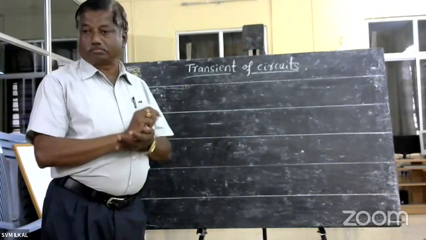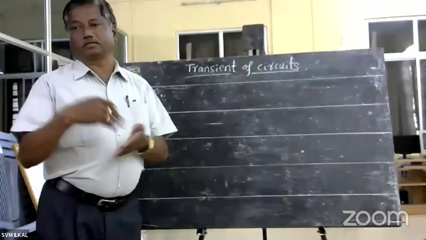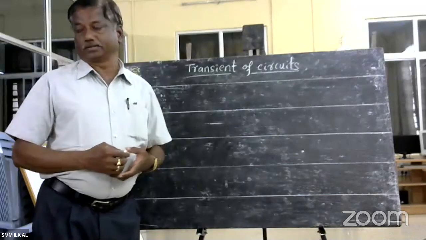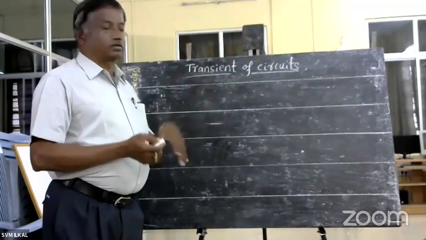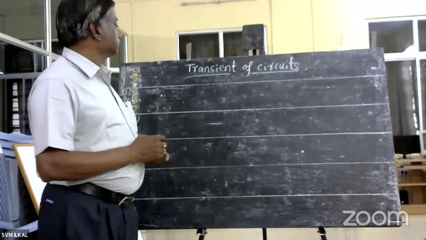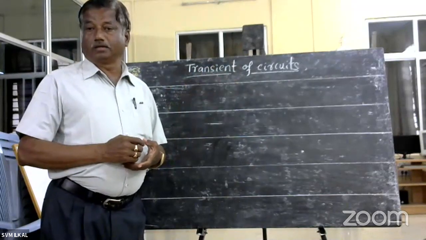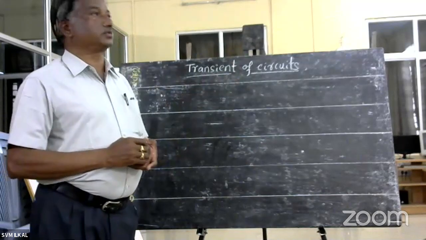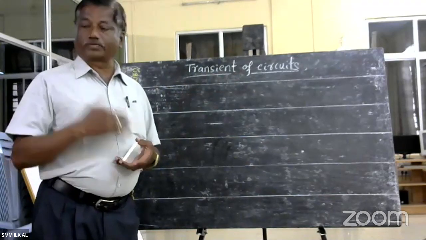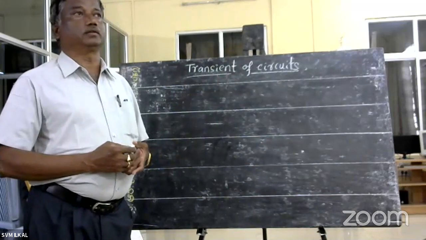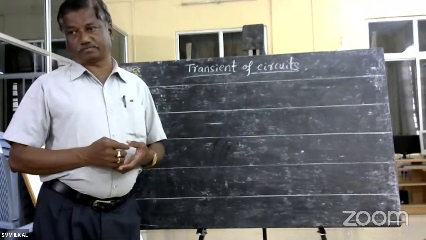As per my syllabus, I am going to deal with transient of circuits, then another topic, electrical instruments and measurements. Before starting this chapter: transient of circuits deals with the charging of the capacitor through high resistance, discharging of the capacitor through high resistance, growth of a current through an induction coil, and decay of a current through an induction coil.